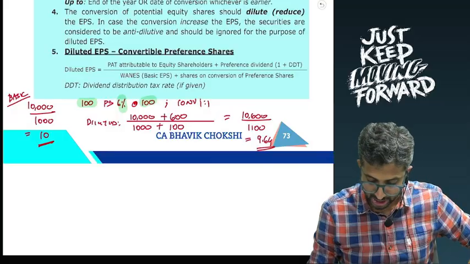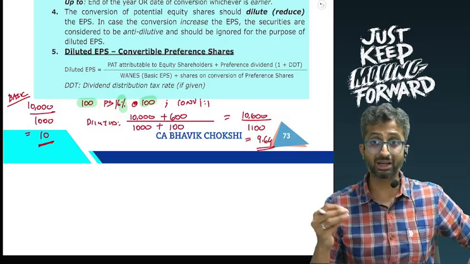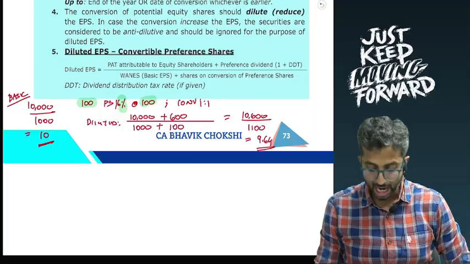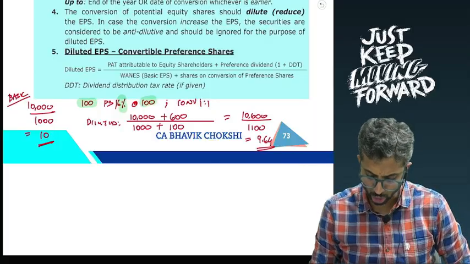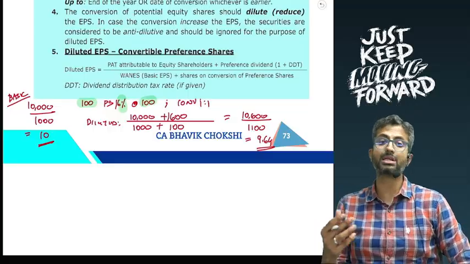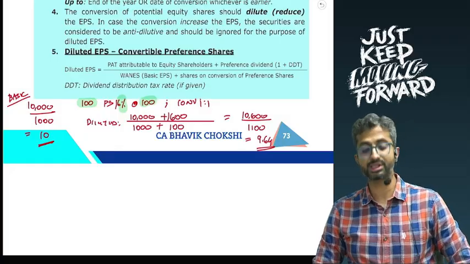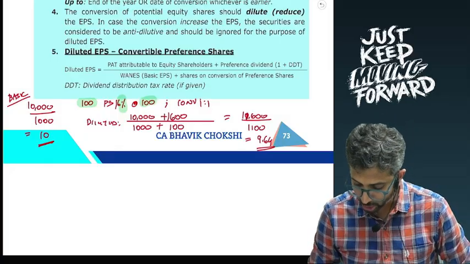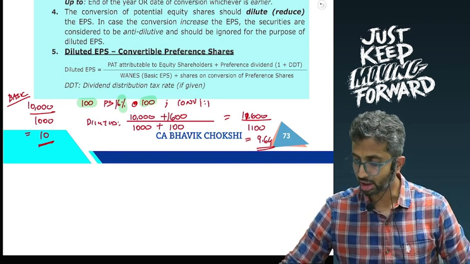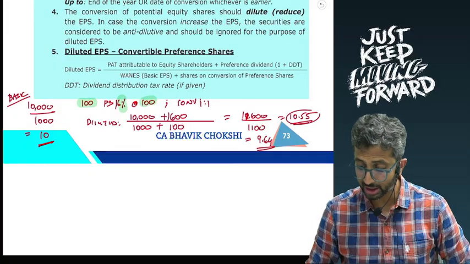However, if this was not a 6% preference share, but a 16% preference share, there are still potential equity shares. 100 preference shares have the potential to become 100 equity shares, and hence in the denominator, I will still add 100. In the numerator, the 1600 will be added, because preference dividend will be 16% of 10,000, that is 1600 that you will save. When you do the workings, 11,600 divided by 1100 comes to around 10.55. So in this case, I will get my EPS at 10.55.